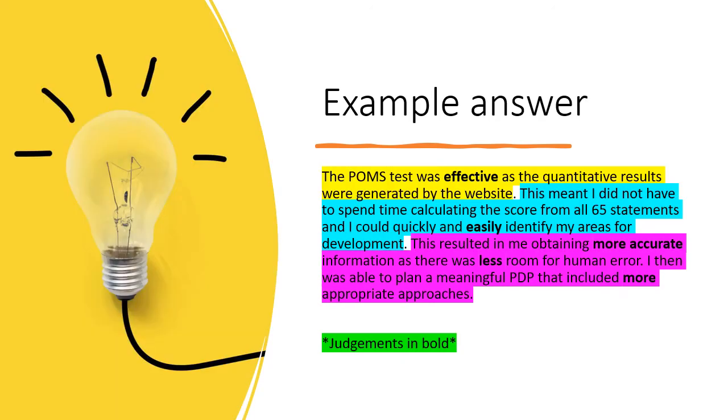I have noted an example answer for the POMS test, and I have highlighted different colours to show the PMI structure, and what I've also done is I've put in bold the judgments that are there as well. So the POMS test was effective as it had quantitative results which was generated by the website. This meant I didn't have to spend time calculating the score from all 65 statements, and I could quickly and easily identify my areas for development. And then your impact, so this resulted in me obtaining more accurate information as there was less room for human error. I then was able to plan a meaningful PDP that included more appropriate approaches.